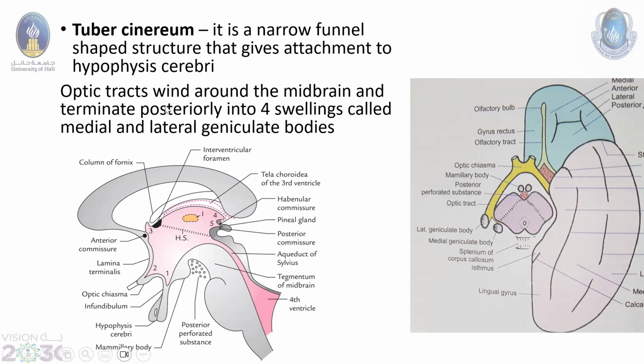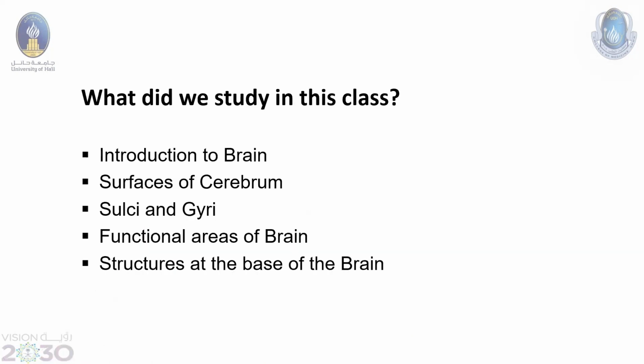The optic tract winds around the midbrain. You can see here the optic tract on either side winds around the midbrain and terminates posteriorly into swellings called the medial and lateral geniculate bodies. This is the lateral geniculate body and the medial geniculate body on one side, and similarly there will be lateral and medial geniculate bodies on the other side. The optic tract will be ending in these geniculate bodies on either side.